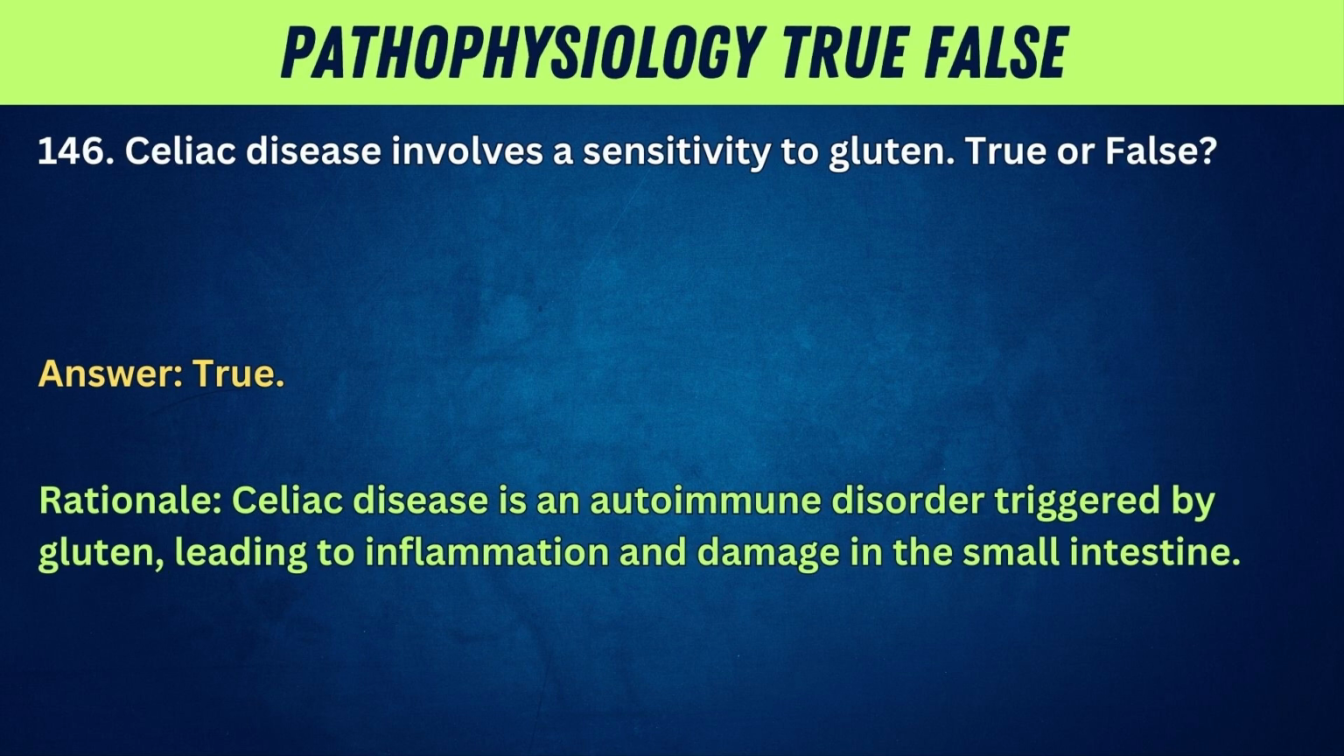146. Celiac disease involves a sensitivity to gluten. True or false? Answer: true. Rationale: celiac disease is an autoimmune disorder triggered by gluten, leading to inflammation and damage in the small intestine.